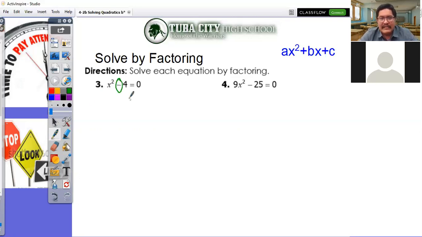How do you recognize a difference in squares? Well, first off, there has to be a difference, and difference means subtract. So there's a subtraction going on, but both terms have to have square numbers only. So x squared is a square number, and 4 is also a square number. Remember, a square number is any number that you can multiply by itself to get that number. Square numbers would be 1, 4, 9, 16, 25, 36, 49, 64, and so on.